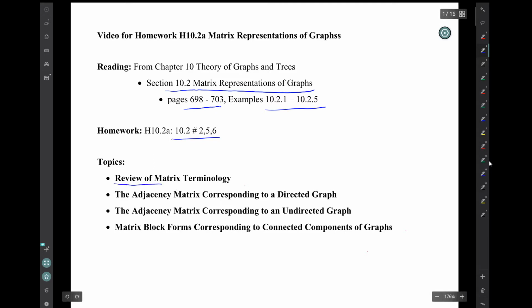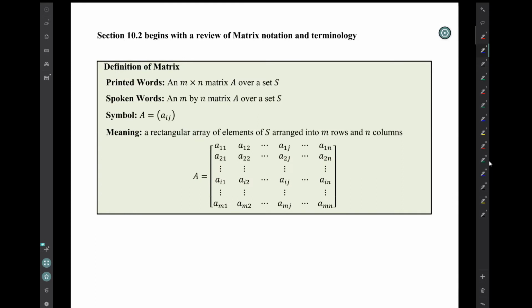I'll be reviewing matrix terminology. I'll introduce what's called the adjacency matrix corresponding to a directed graph, and then I'll discuss the adjacency matrix corresponding to an undirected graph, and then finally I'll be discussing matrix block forms corresponding to connected components of graphs. So we start with a review of matrix notation and terminology.